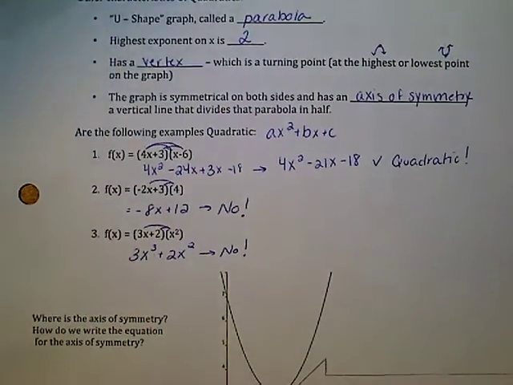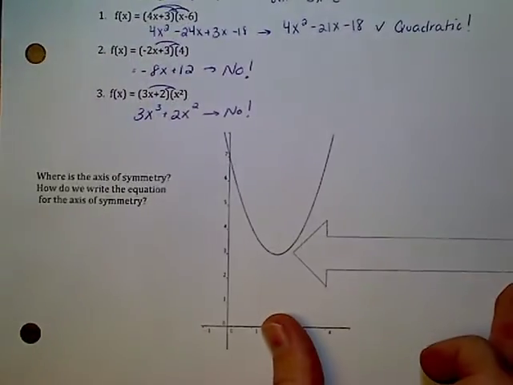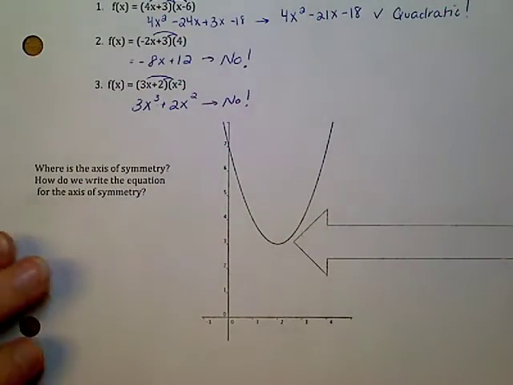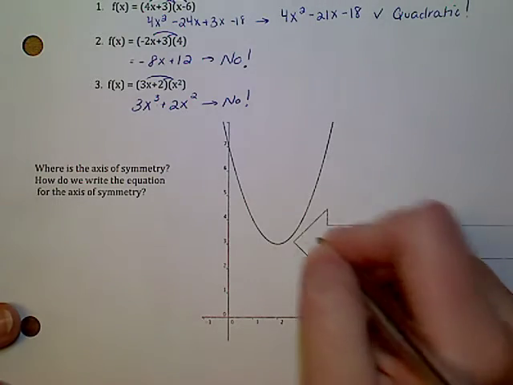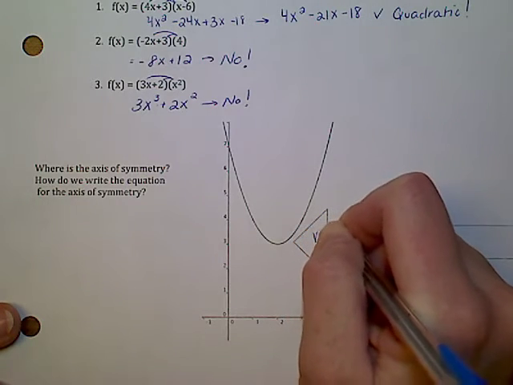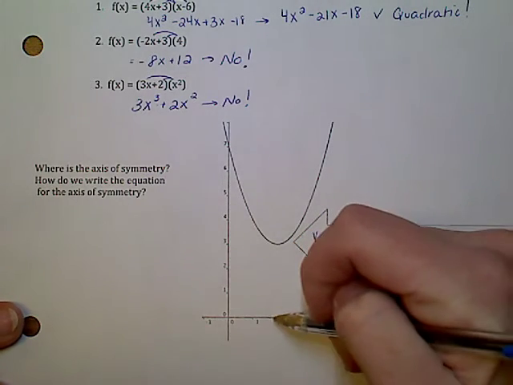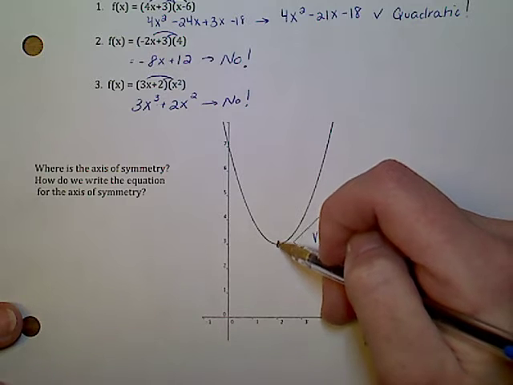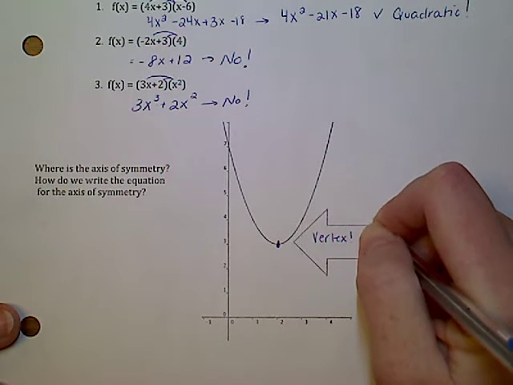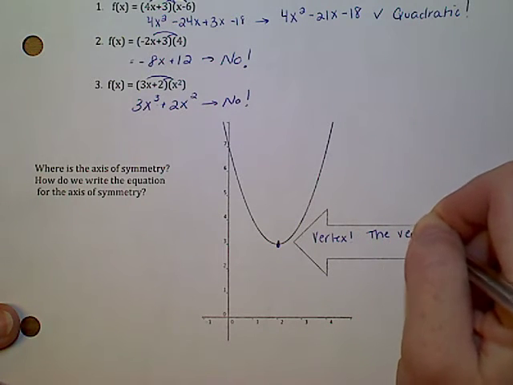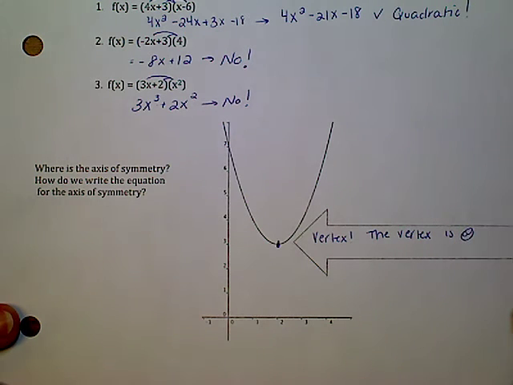Okay, taking a look at the graph of a random quadratic function here. This arrow is actually pointing to the vertex. And if we look, it looks like the vertex is at 2, 3.